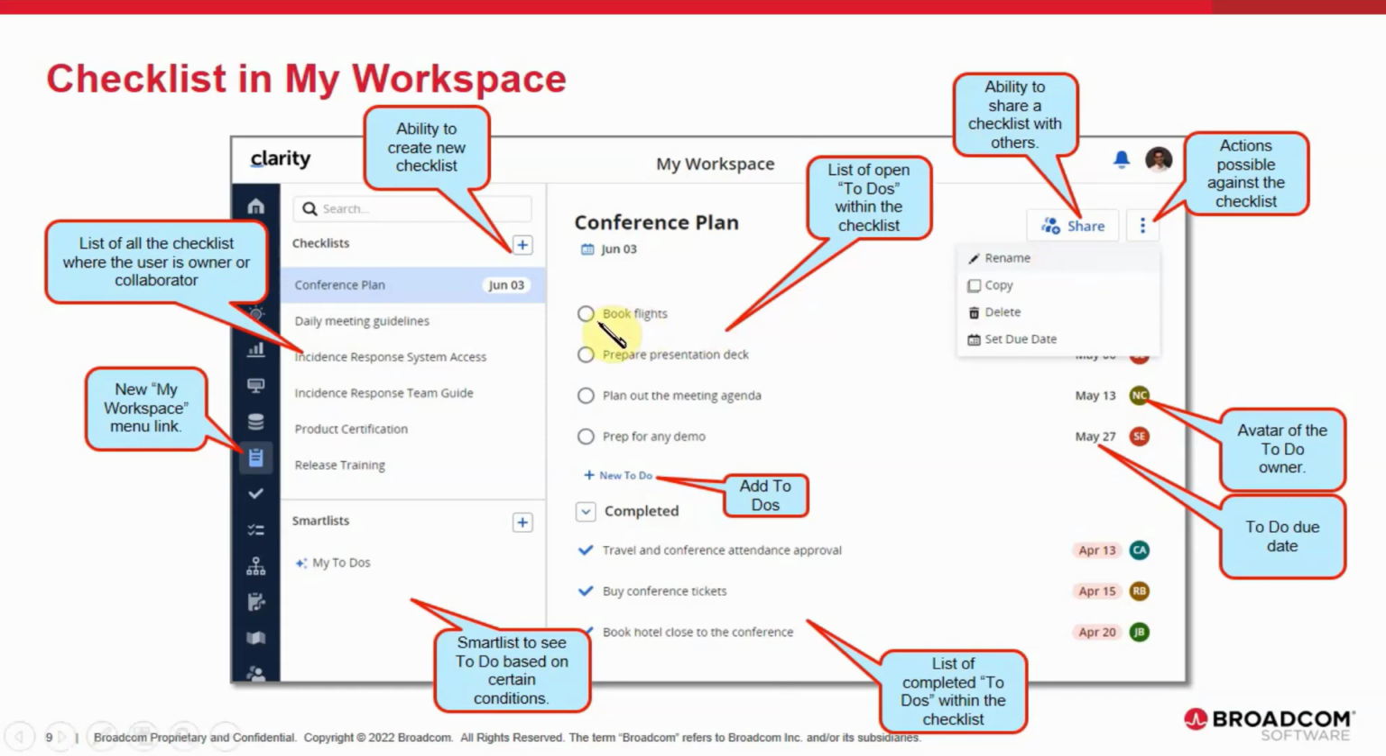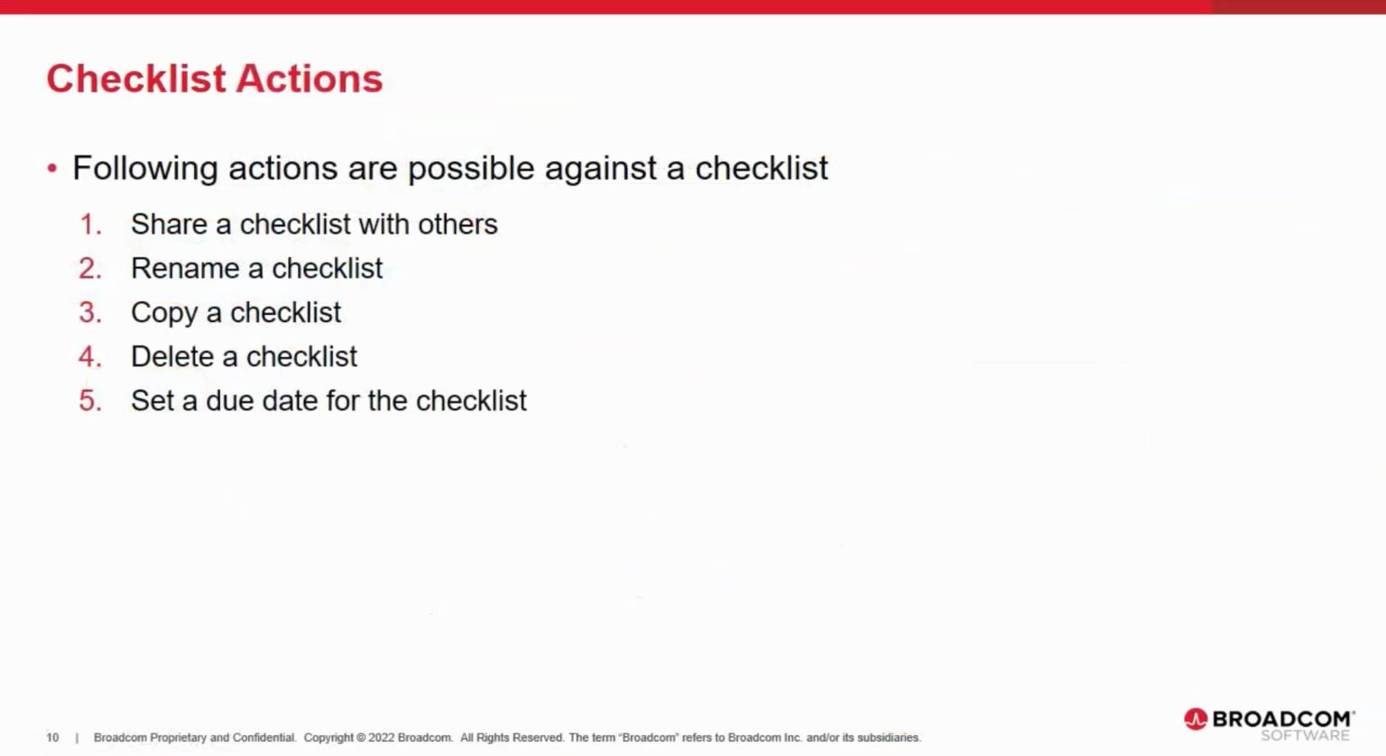As to-dos are marked as complete, those to-dos are moved to the bottom of the list and will be under the completed section. Again, the actions that are available to the checklist are the ability to share the checklist with others, rename the checklist, copy a checklist, delete a checklist, and set a due date for that checklist.